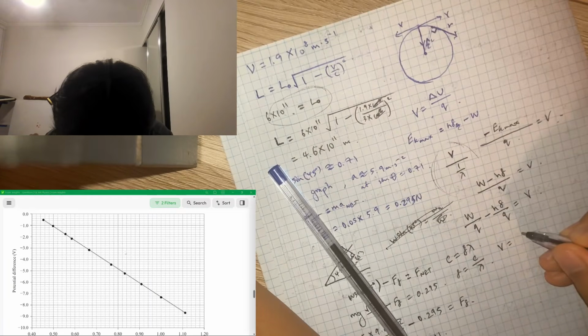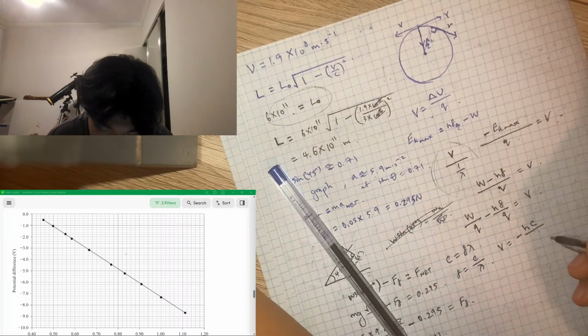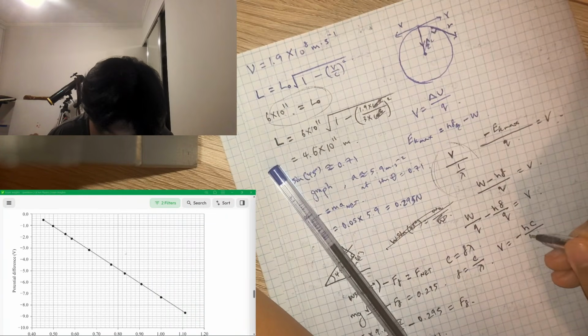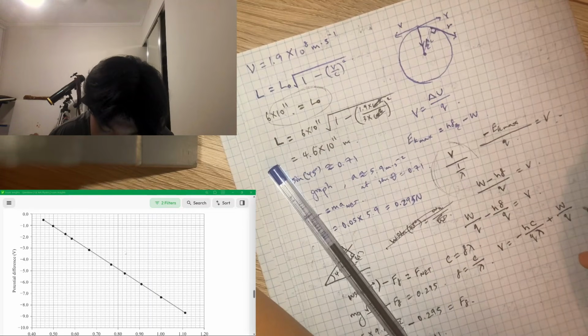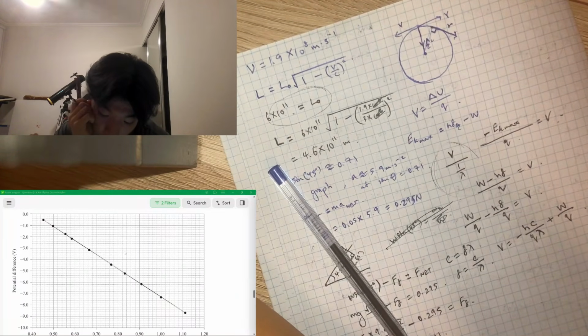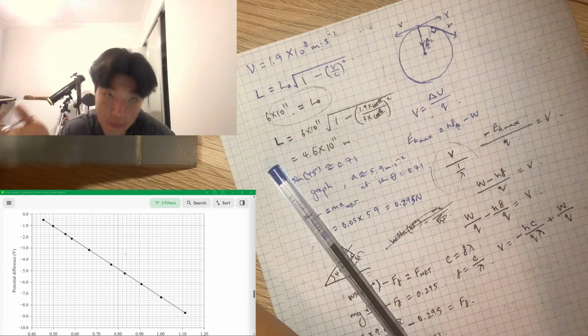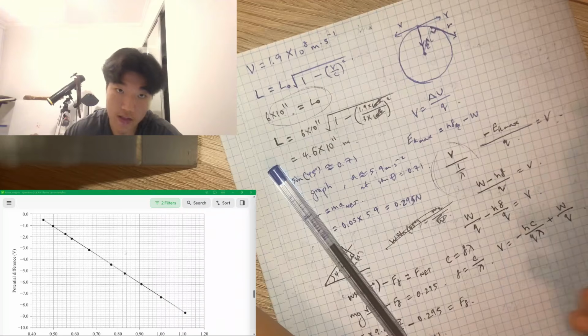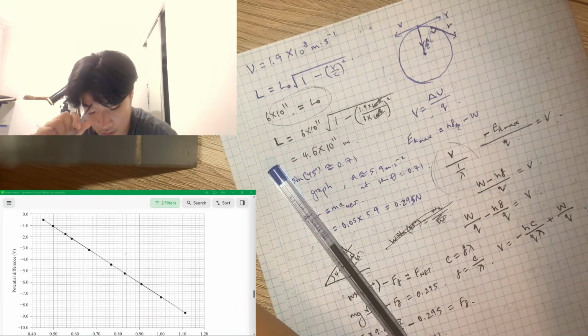So V equals negative hc over lambda times q, so q lambda, and then we add W over q. Okay? Okay, this makes sense. It looks promising because we have a negative gradient. Oh, wait, no. We've run into an issue.